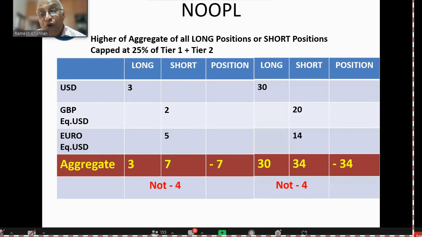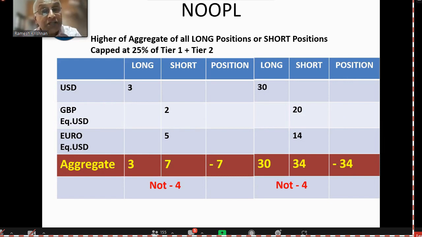Now, the concept why it is this way, look at the right-hand side also. Sometimes your doubt will be clear. Why is it not the arithmetical difference of 4? Because another bank can go long in dollar for 30 and go short in pound and euro for 20 and 14 and arithmetically still hold a net of -4. But risk-wise, it is a risk on $34 million short.